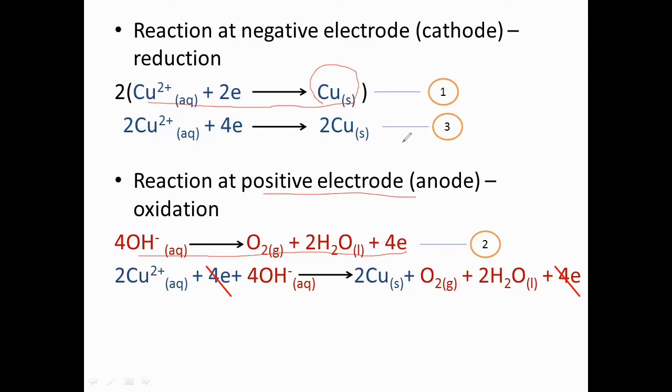By adding these first and second reactions, we can get the whole ionic reaction. But before that, we have to check the electron number. There are 2 electrons in the first reaction and 4 electrons in the second reaction. So we have to multiply the first reaction by 2 and we get the third reaction. By adding the second and third reactions, we get the full ionic reaction.